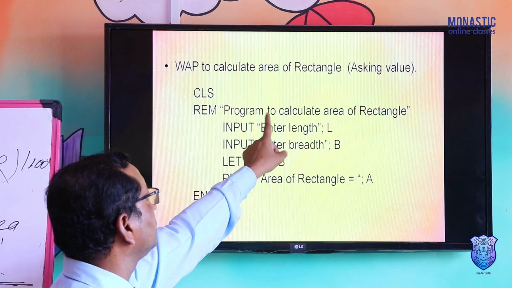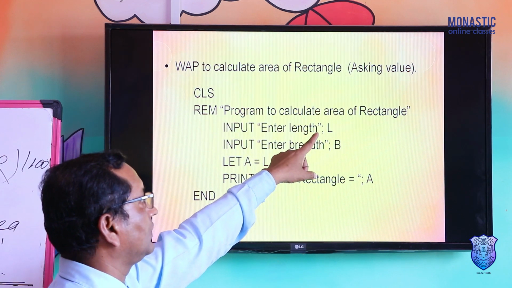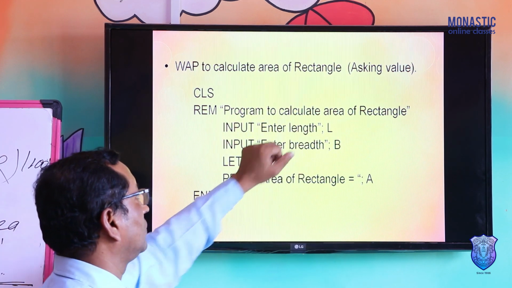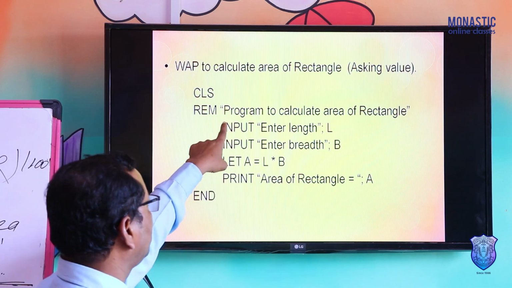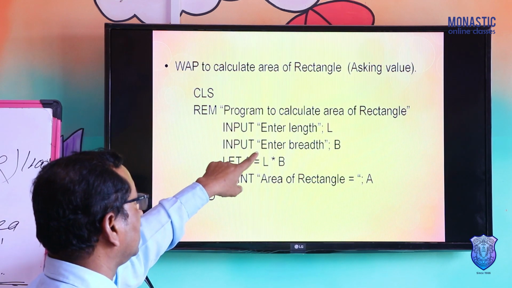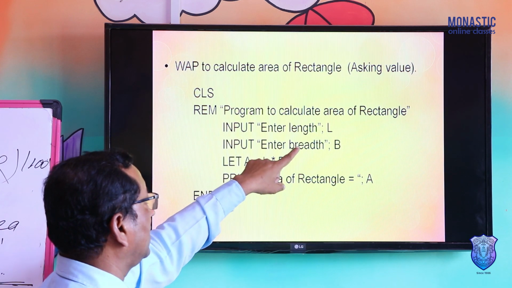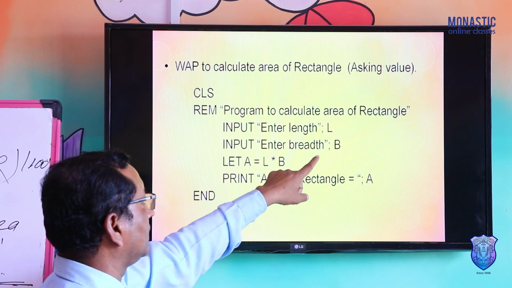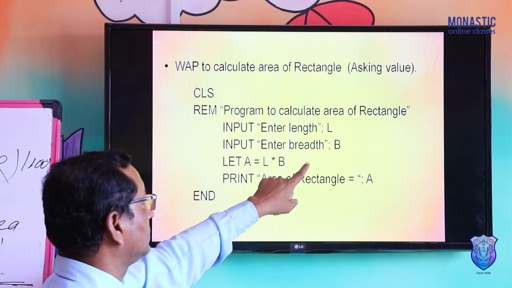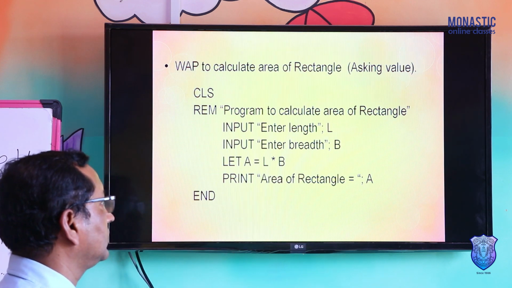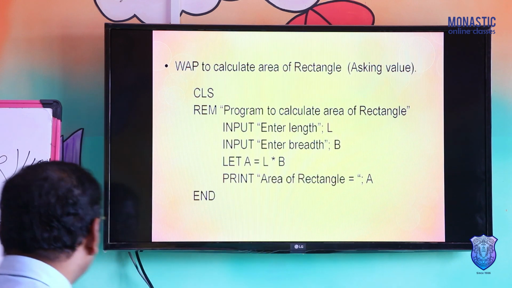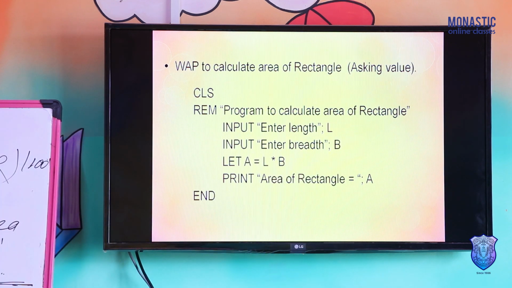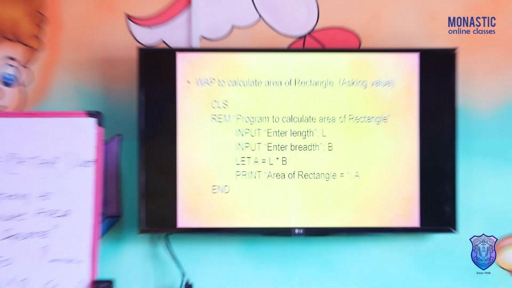Program to calculate the area of a rectangle. This is the good method. Now, input processing. So what input is needed? Length, breadth. So input: enter length, input: enter breadth, L and B. Now, in processing, the calculation, both would be multiplied because the formula is A is equal to L into B.